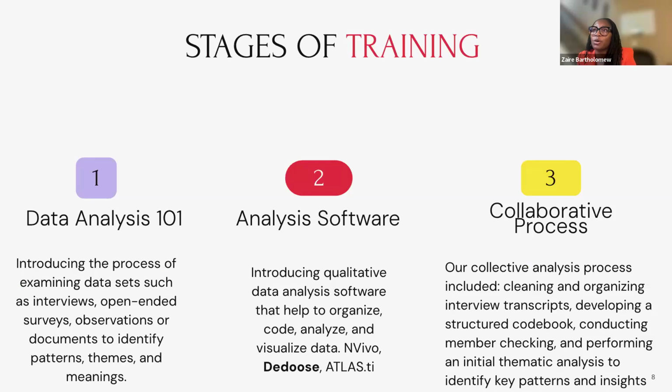And so, like I mentioned before, in our roadmap of what our study outline looked like, we had 3 stages of training. The first one was a data analysis 101, where I really introduced the process of examining data sets such as interviews, open-ended surveys, observations, and documents to really think about and identify the patterns, themes, and meanings that were coming from the data sets that we have. Then we moved into phase 2, where we talked about analysis software. Again, introducing different qualitative data analysis software that helps to organize, code, analyze, and visualize the data.